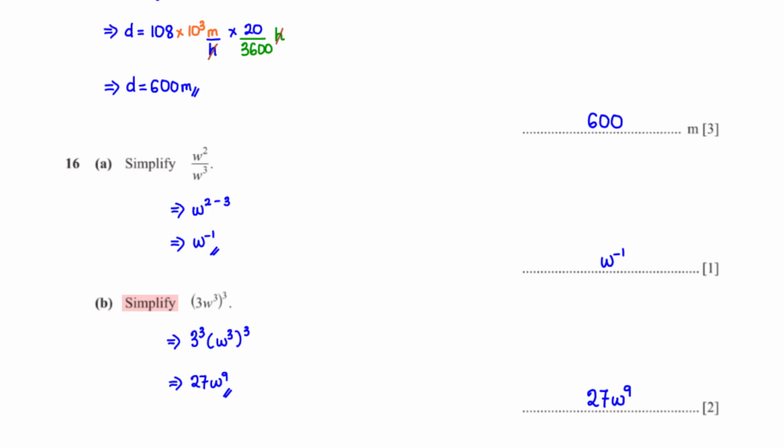Simplify 3w cubed all cubed. By applying the laws of indices, this can be rewritten as 3 cubed times w cubed all cubed. 3 cubed is 27. The powers of w multiply. 3 times 3 is 9. So we have 27w raised to the power 9.